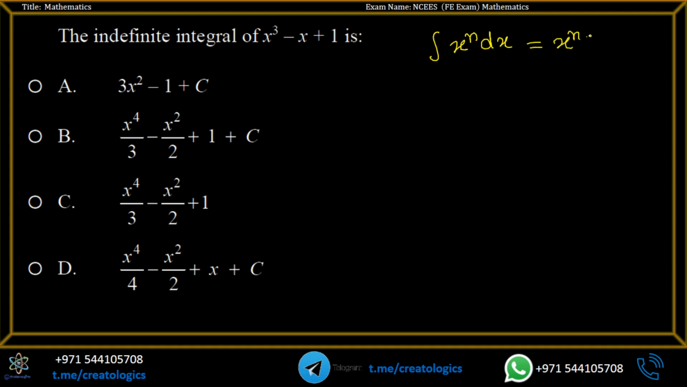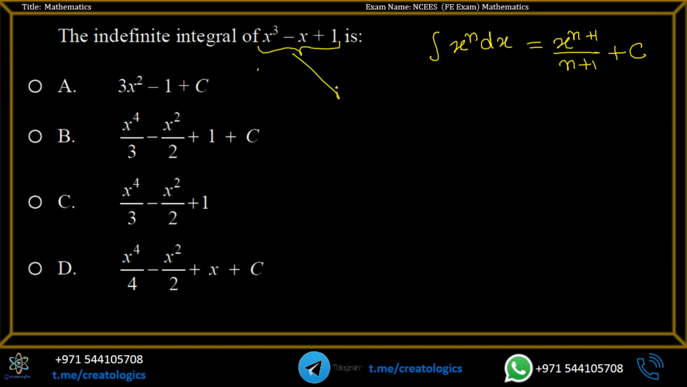It's x raised to the power n plus 1 over n plus 1 plus c, where c is the constant of integration. n is already given to you in each of these terms. So here, what will be the integrals of these two? For the integration of x cubed, you have x raised to the power 4 by 4. So let us solve it.